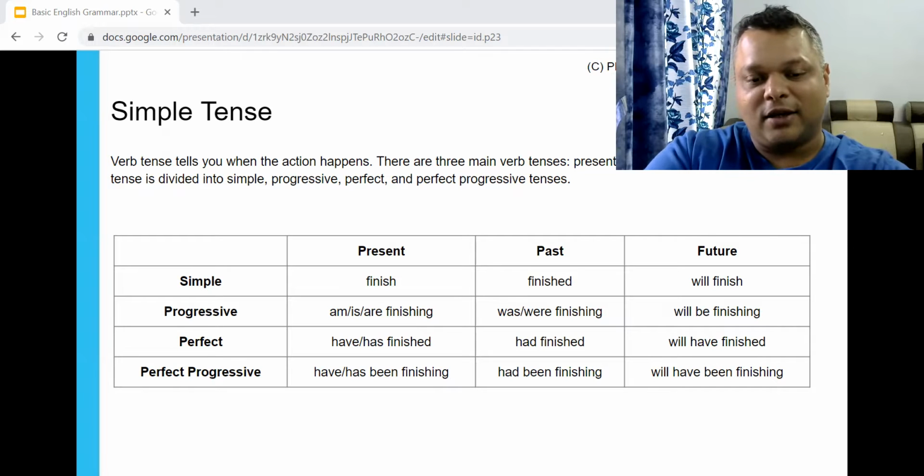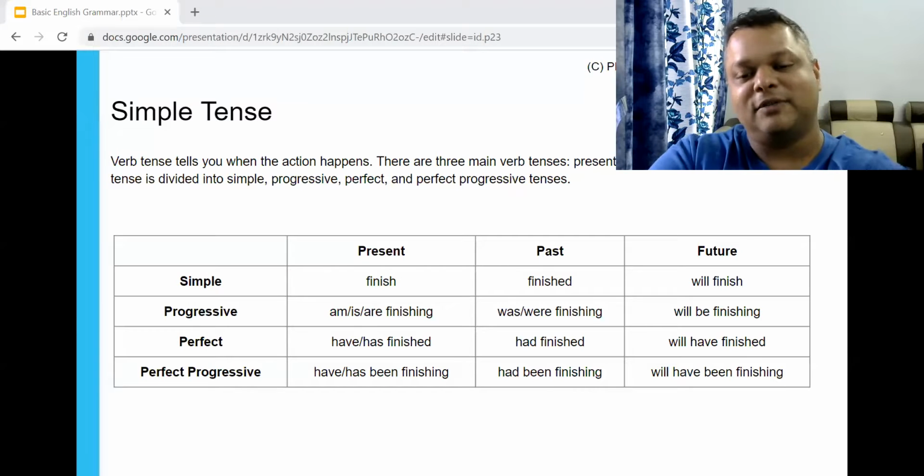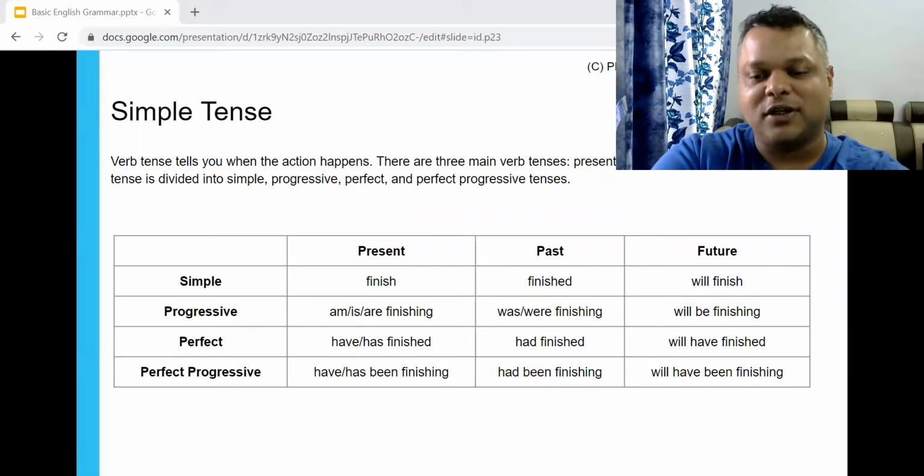Okay. Second is perfect. Perfect means what? Perfect tense. I have finished, or he had finished, or will have finished. It's very simple. Don't get confused. Perfect means काम हो चुका है, and it is simply telling you that he has finished it, or he had finished it, or he will have finished it. Again, it can be in the future also. What is perfect progressive?